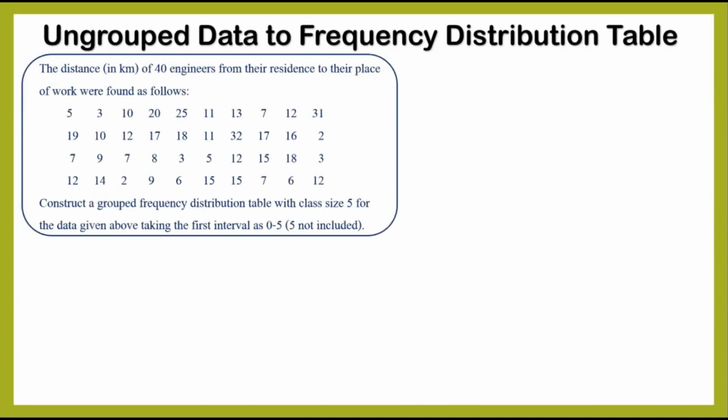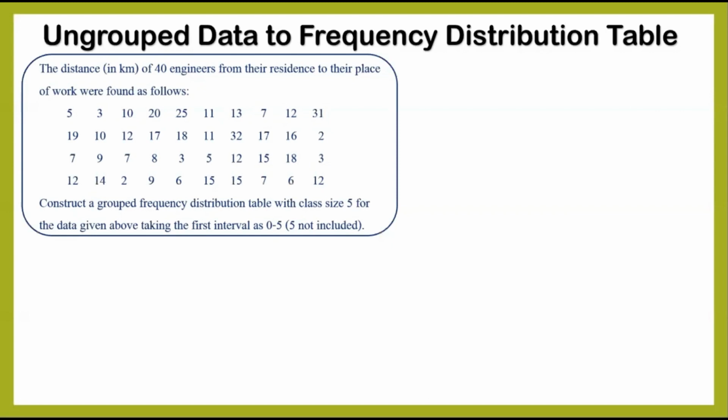The distances of 40 engineers from their residence to their place of work were found as follows. They gave some ungrouped data of 40 engineers, so 40 observations are given. And if you observe there, they are asking us to construct a grouped frequency distribution table with the class size 5 for the data given above, taking the first interval as 0 to 5.